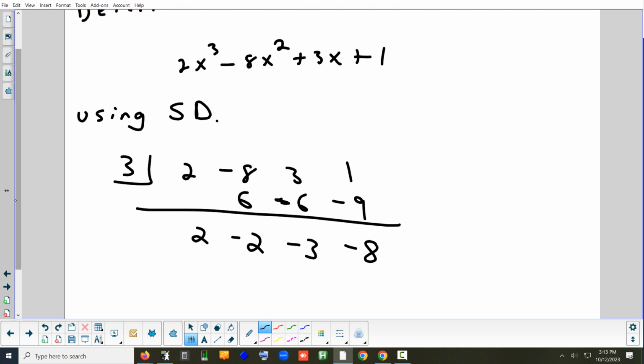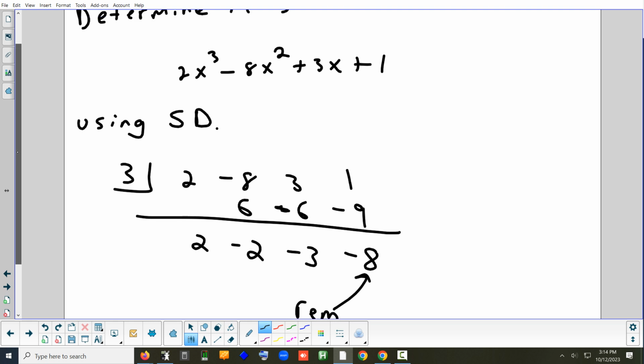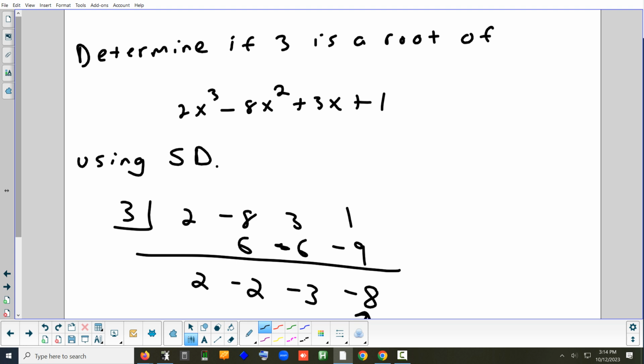No. How come? It has a remainder. Yeah, it has a remainder of negative 8. That's the remainder. Didn't go in evenly. So it's not a root. Now, if they said determine if x minus 3 is a factor, you do exactly the same thing. You just have to know that the number you put on the outside is what comes after the minus sign. So any question on if they wrote the problem, determine if x minus 3 is a factor, how to do it? It's pretty much the same thing. Okay.